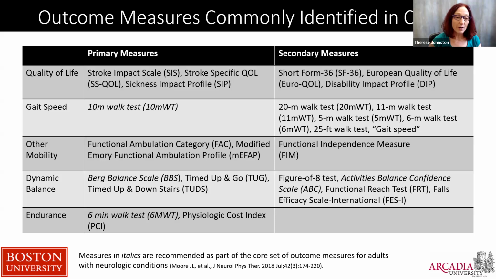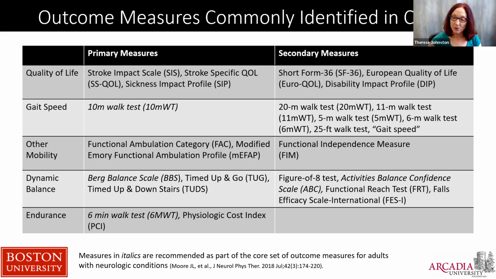When we look at the category of other mobility, the primary measures were the functional ambulation category and the modified Emory functional ambulation profile. So these measures include a variety of different activities that the person needs to perform. And secondarily, we saw the use of the functional independence measure. And looking at dynamic balance, the Berg balance scale, the timed up and go, and the timed up and down stairs were the most common ones that we saw in the literature.